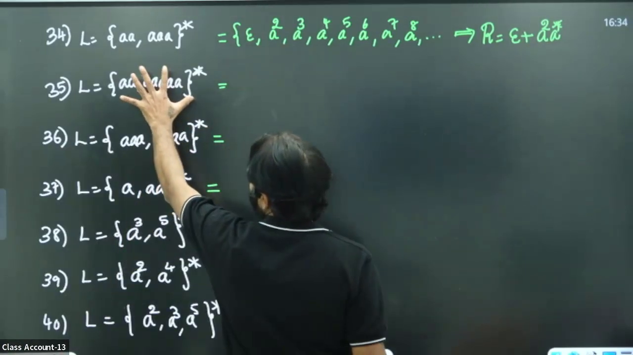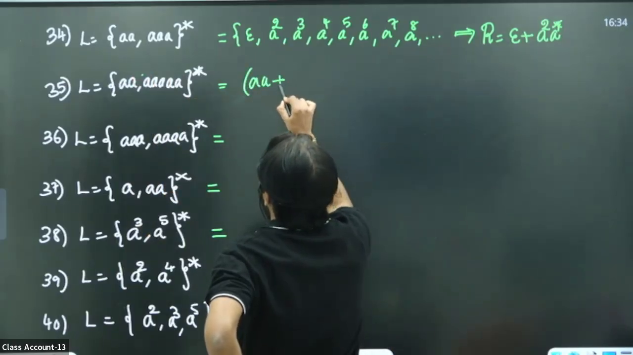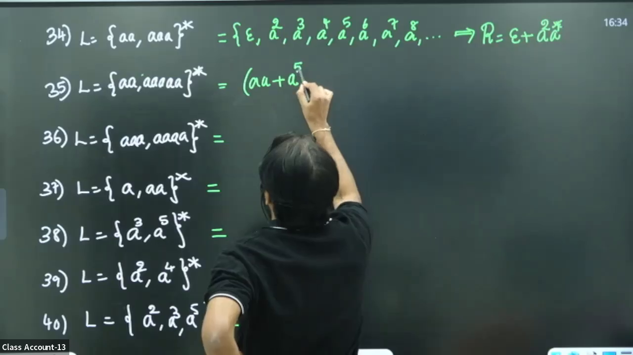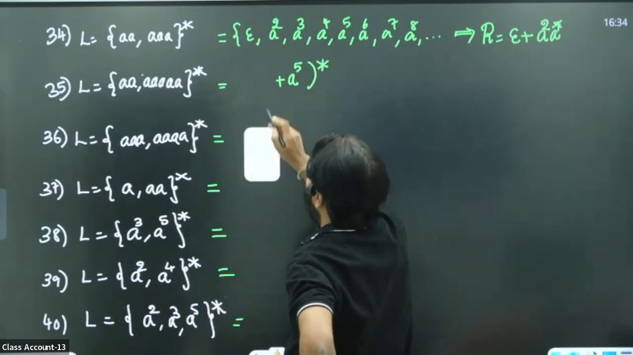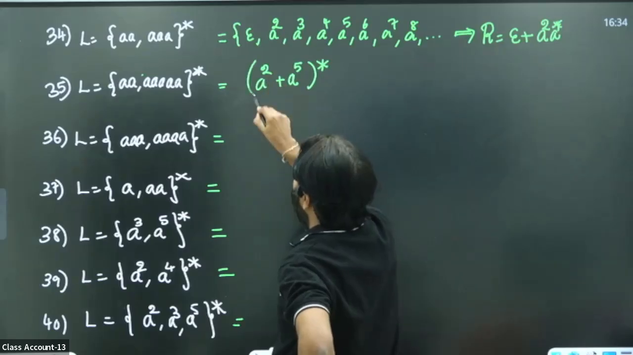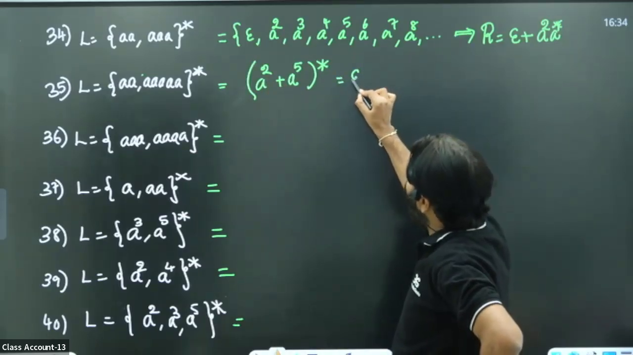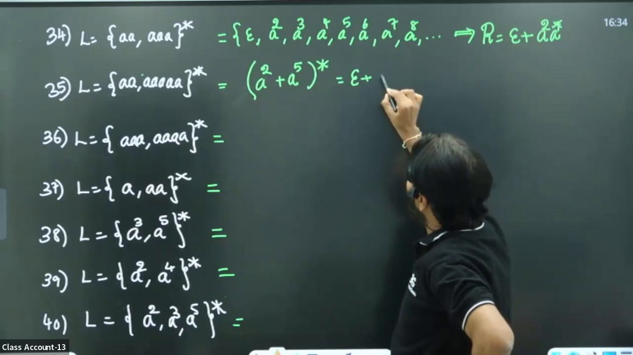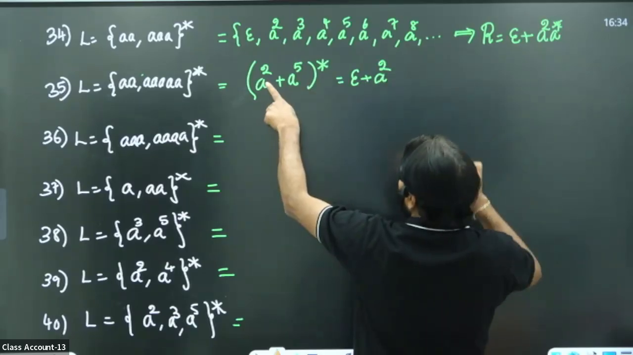First look at this. This is same as writing double a plus this a power 5 whole star. Double a you can write as a square. Now, when you are trying to simplify, what will you get? Epsilon you will get by putting a power 0. You can get a square because you have inside power 1, you can take a power 2.